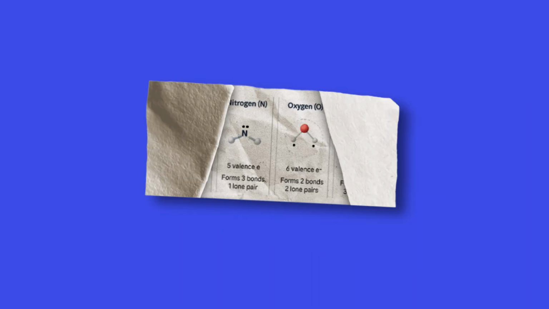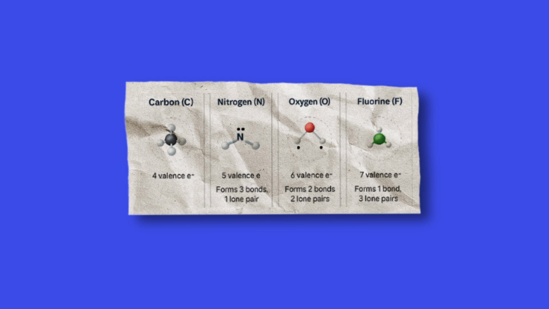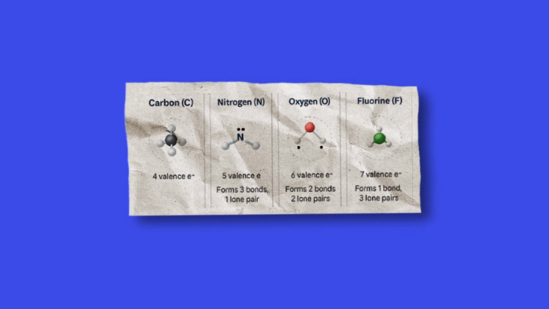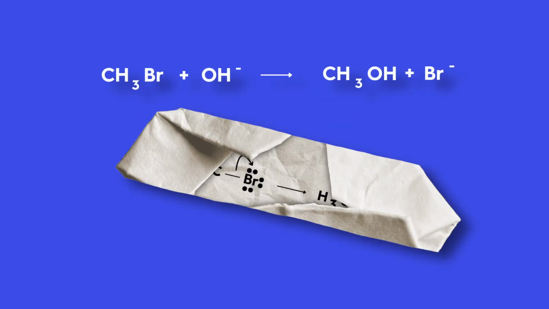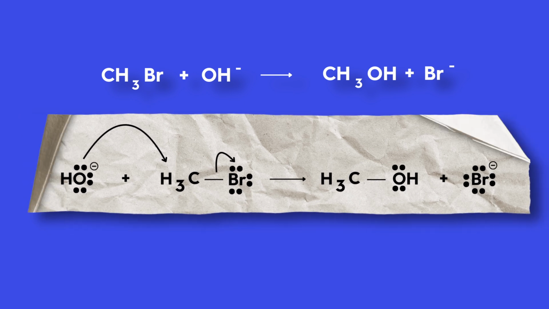Charge isn't the only constraint. Octets matter too. The octet rule, especially for second-row elements like carbon, nitrogen, oxygen, fluorine, limits bonding. If a carbon already has 4 bonds, adding a new bond must be paired with another bond leaving or electrons shifting, so nobody exceeds an octet.